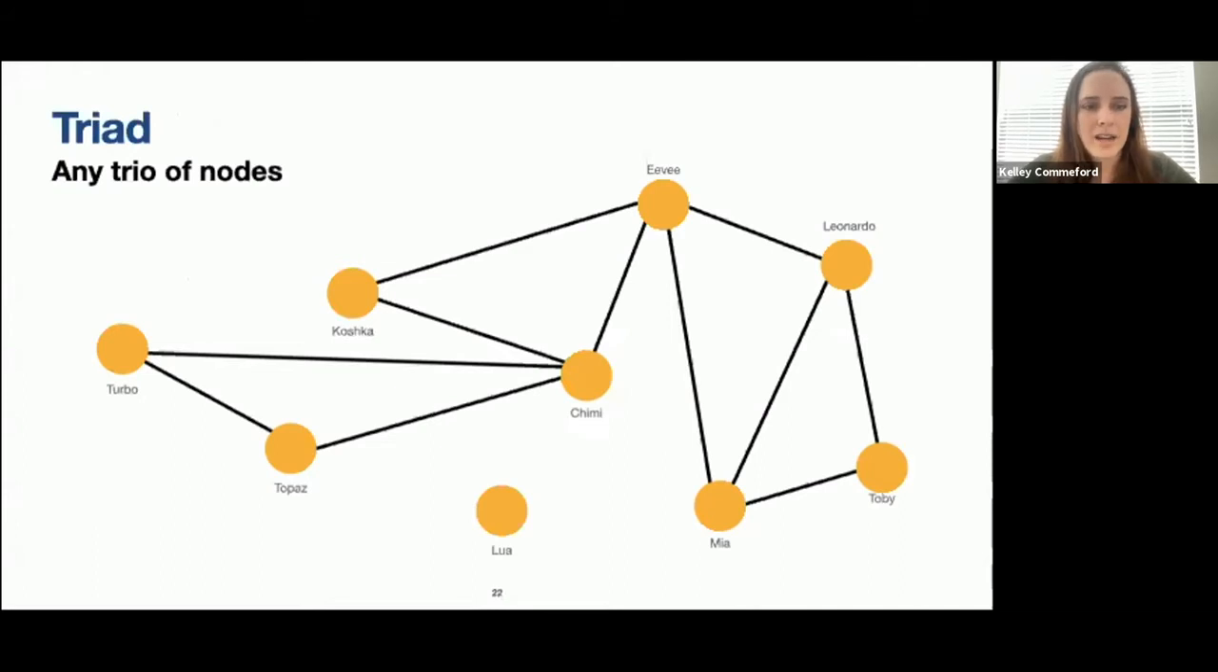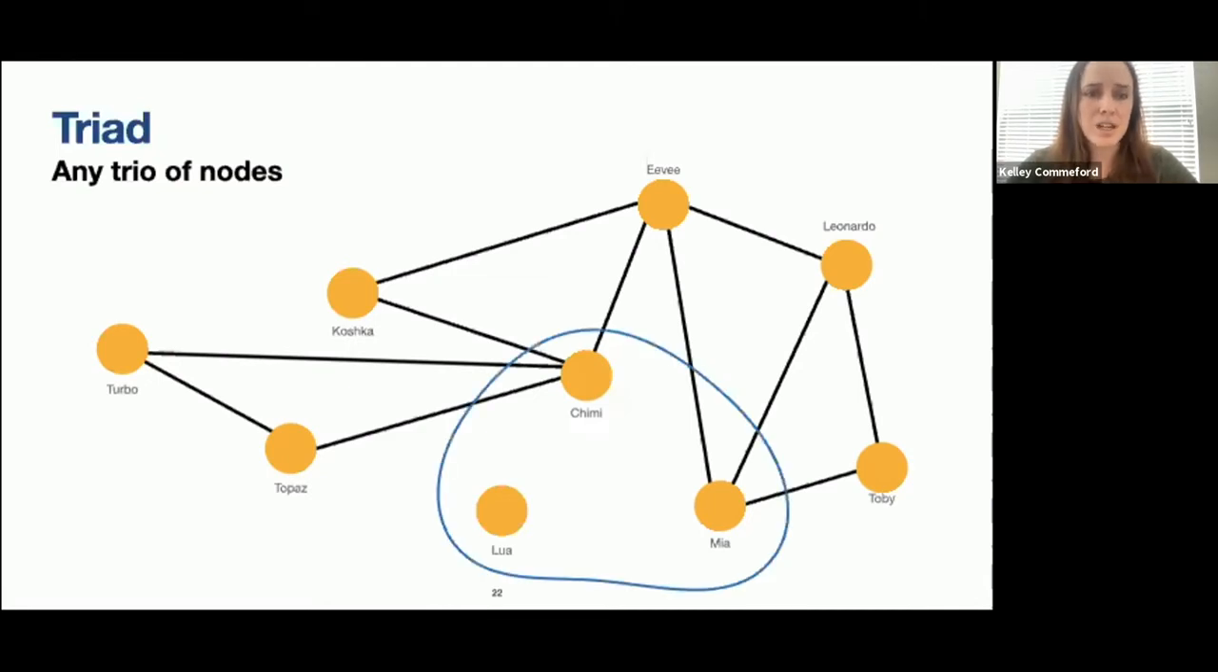A triad is any trio of nodes. And we care about triads because sociologists identify groups of three as really the building blocks of a group structure. And since we're trying to talk about how groups and interactions occur in a pedagogy, triads are really interesting things to look at.